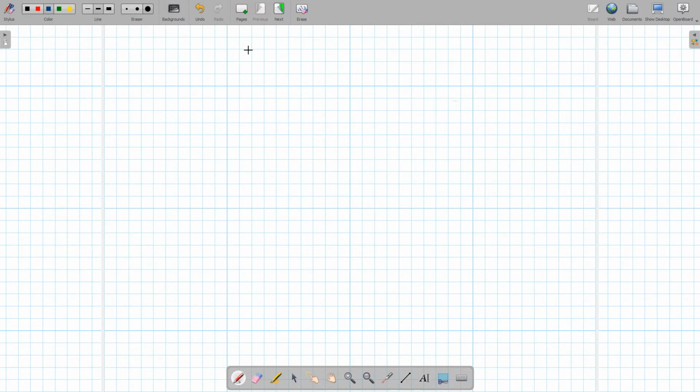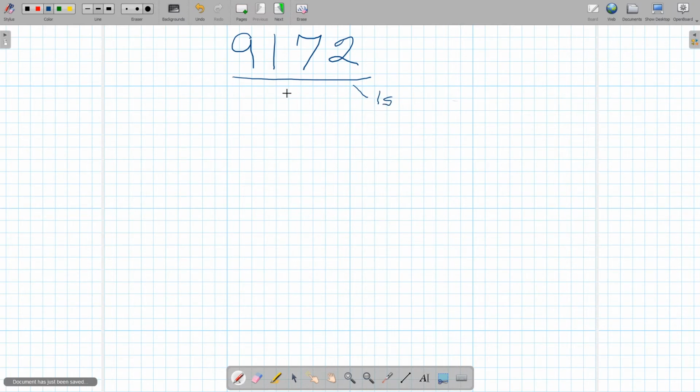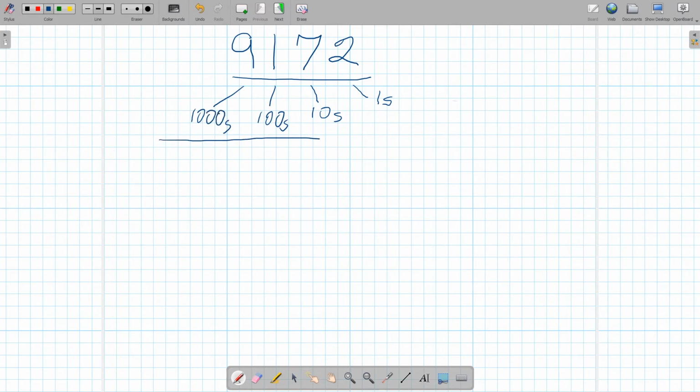decimal numbering system. So if we have a number like 9172, we know that this place here is the ones place. This place here is the tens place. This is the 100s place, and the 1000s place. All right? But where does that come from? Why do we say that that's the ones, the tens, the hundreds, and thousands? And why do we call this base 10?